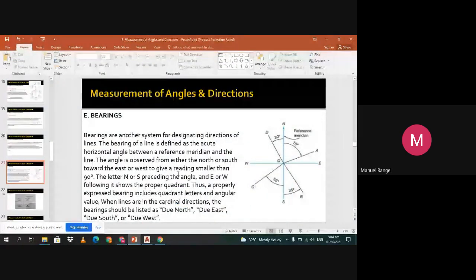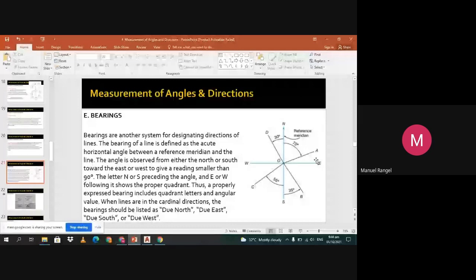Okay. So I think you're familiar with bearings, no? Mostly you see them in lot titles or land titles. So for example, point line OD, its bearing is north 30 degrees west because it is in the northwest quadrant. So if here is point A, line OA, its bearing is north 70 degrees east. That is how it is read.